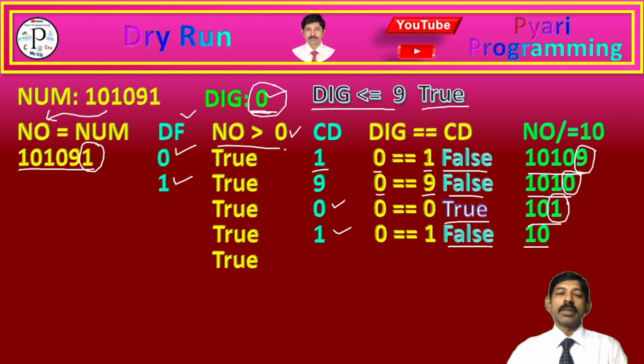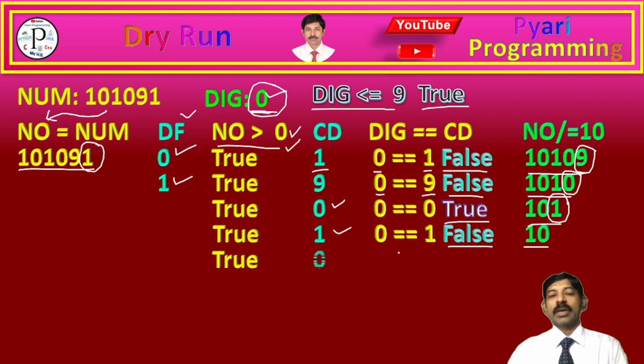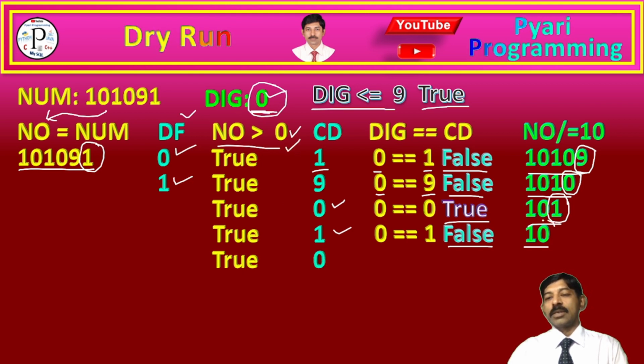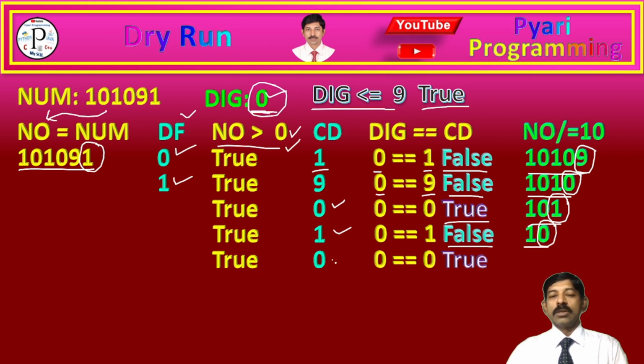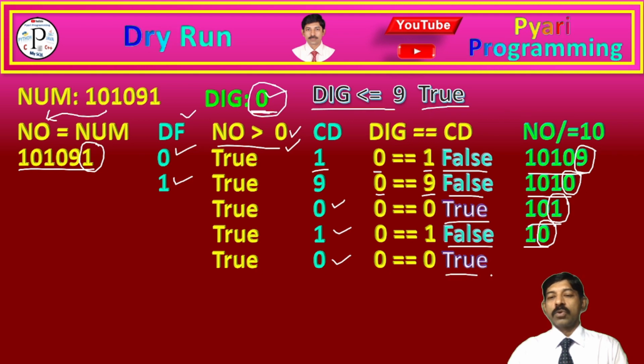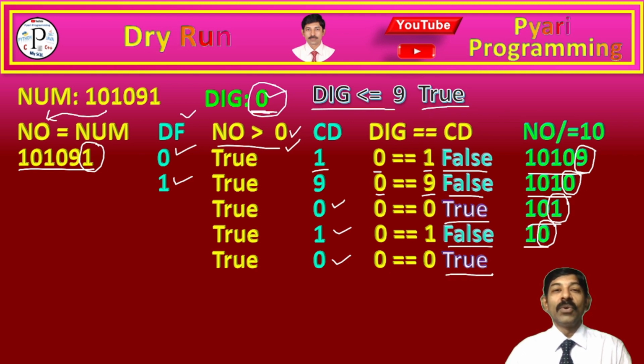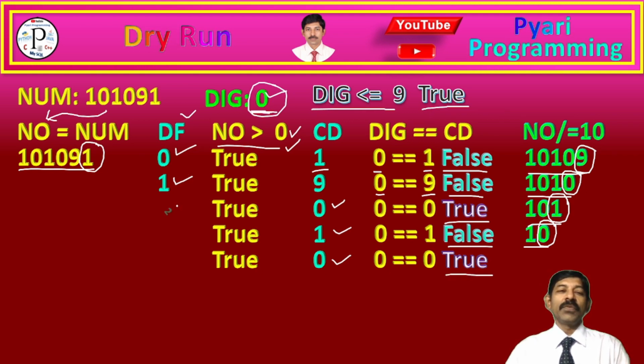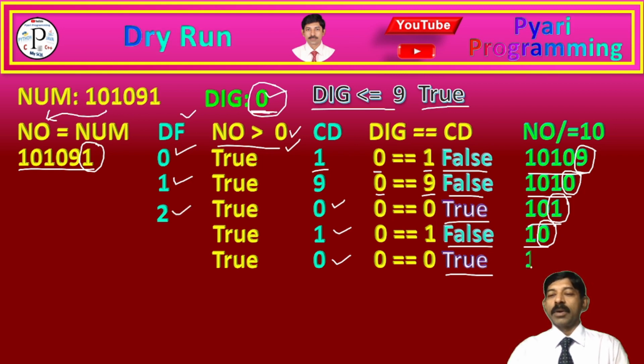Now 10 is greater than 0. True. I will extract the current digit, where the current digit is 0 now. dig is 0. Current digit is 0. Both are equal. That's why it is true. If it is true, what will I do? I will increase the digit frequency, which is now 2.